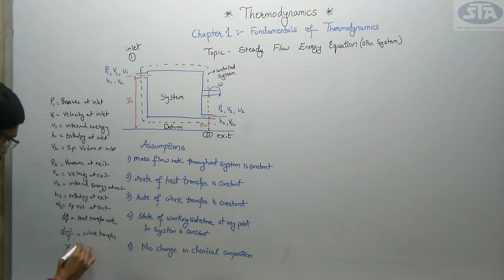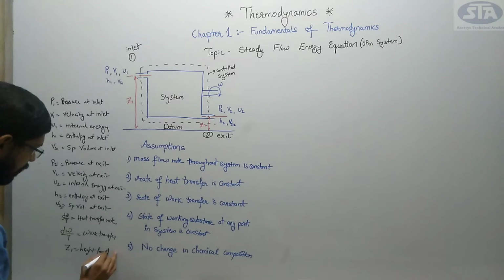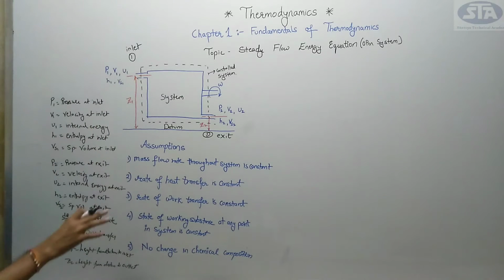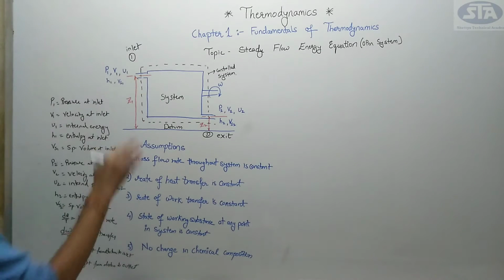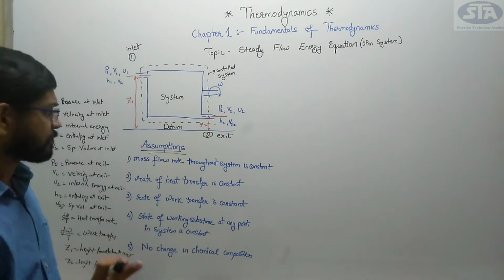Okay? Height from datum to inlet, and Z2 height from datum to outlet. Clear with this? What are the nomenclatures we are given here? Next, to study this, there are some assumptions. There are 5 assumptions total.